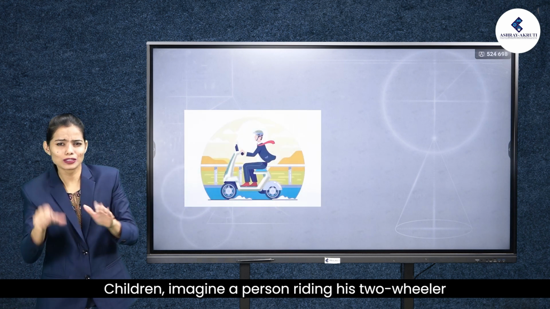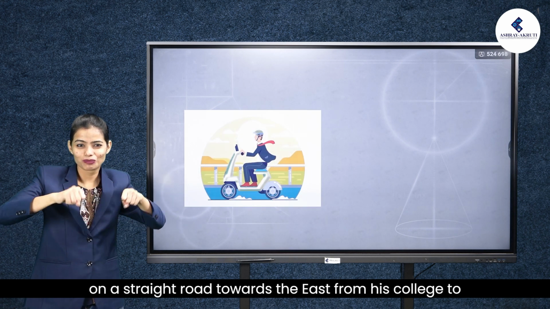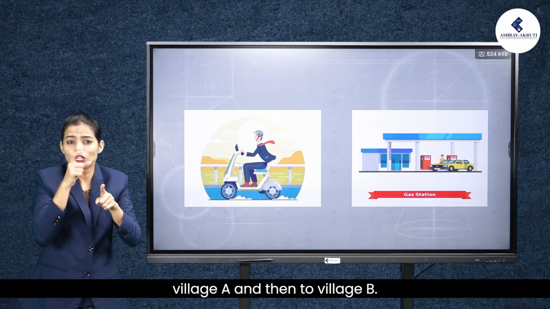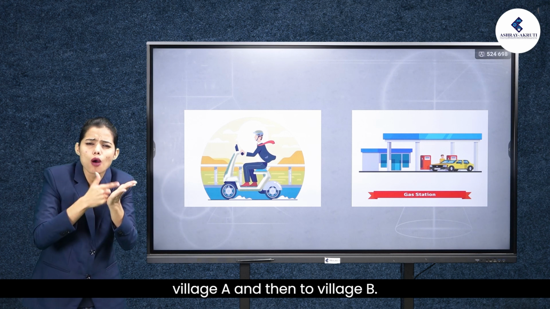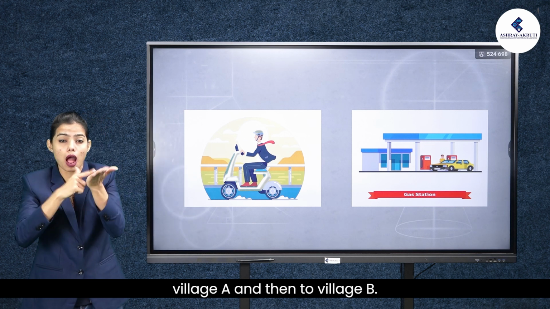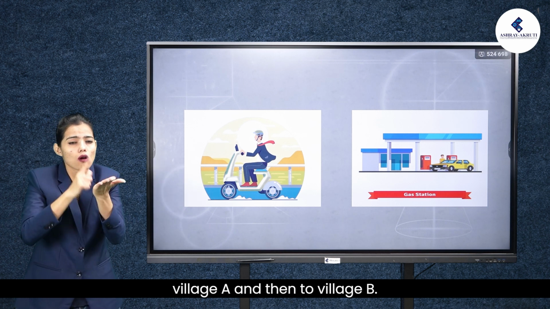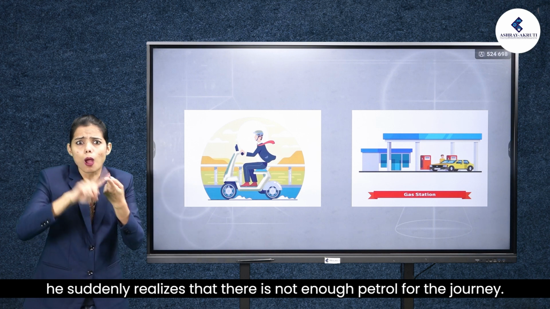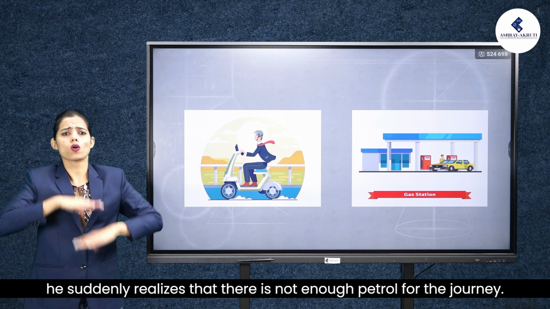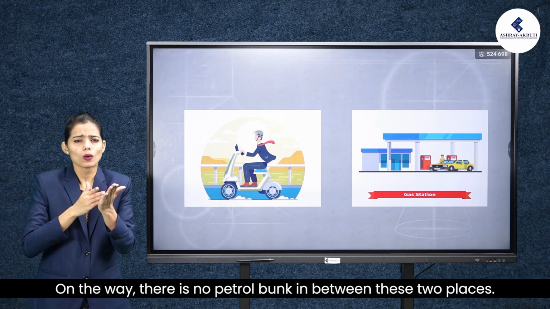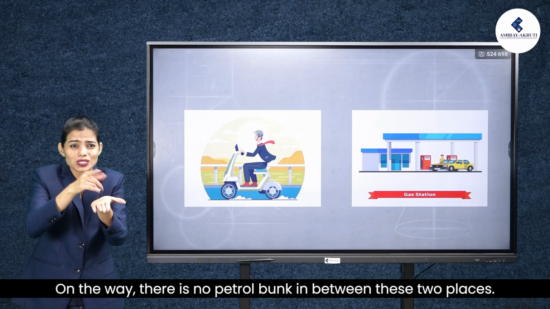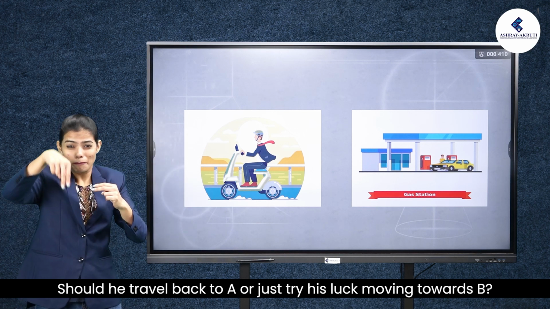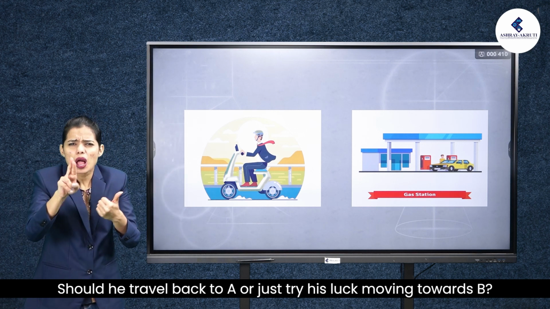Children, imagine a person riding his two-wheeler on a straight road towards the east from his college to village A and then to village B. At some point in between A and B, he suddenly realizes that there is not enough petrol for the journey. On the way, there is no petrol bunk in between these two places. Should he travel back to A or just try his luck moving towards B?